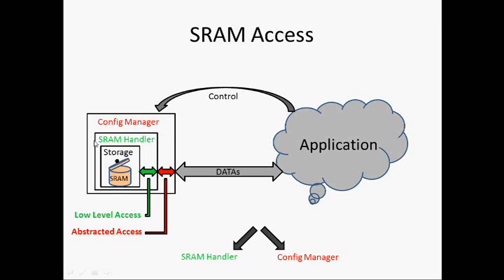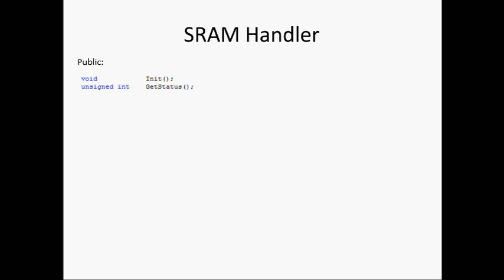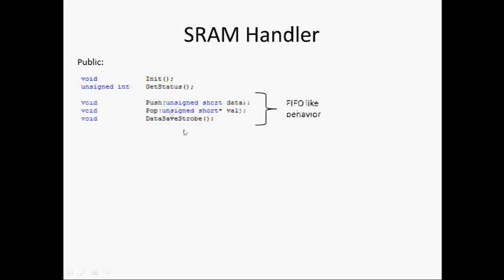The next slide will be split into the SRAM handler and the config manager, and I'm going to start with the SRAM handler. The first thing that has to be answered is what kind of basic behavior the storage should have. I wanted it to behave like a FIFO. So we take a look into the public area and the functions which are provided by it. On the first two slots there is an init function and a get status function. I guess they are self-explanatory, so I'm coming to the next functions, which provide the FIFO-like behavior. They are the push function, a pop function, and the data strobe function.